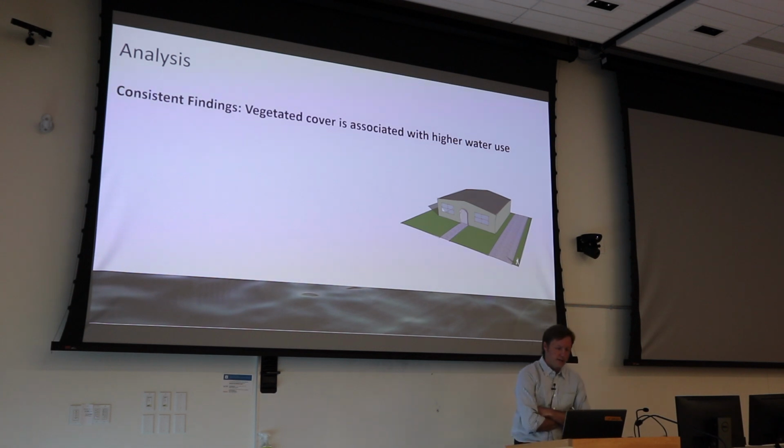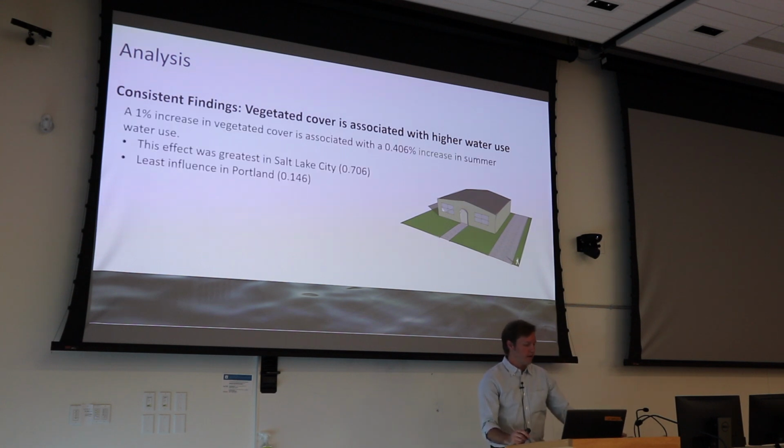Another clear finding was vegetated cover is clearly associated with higher water use. It's very intuitive, but the data clearly backs that up. We found a 1% increase in vegetated cover is associated with a 0.4% increase in summer water use. So more vegetation, more water. The effect was greatest in Salt Lake City and had the least influence in Portland, but was significant in all cities.